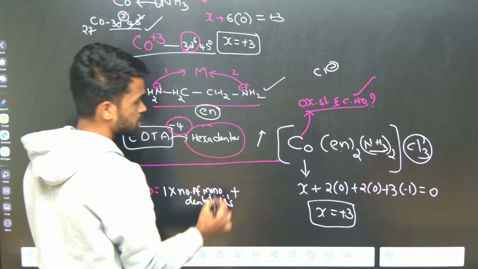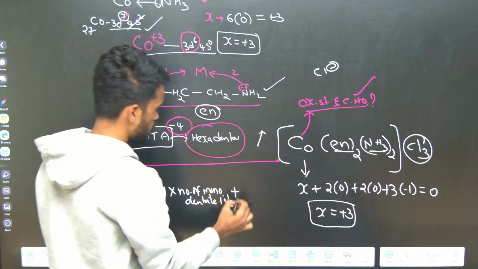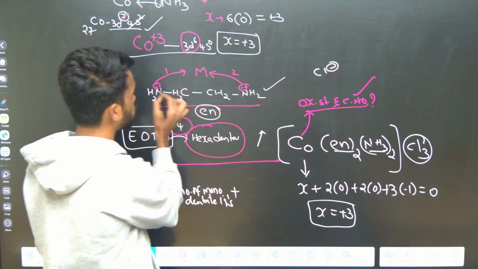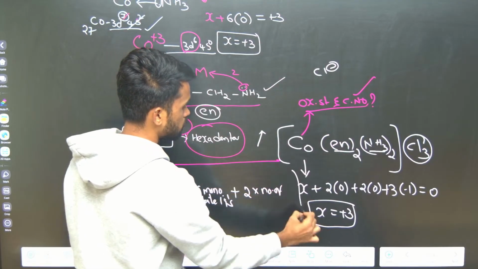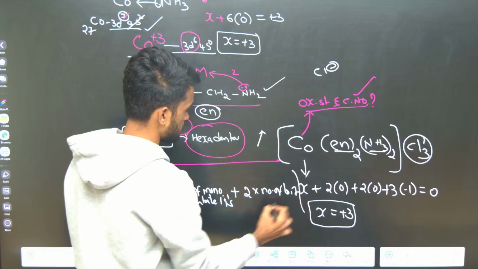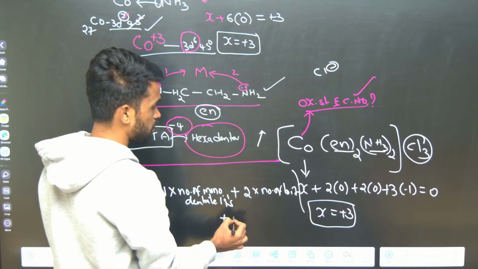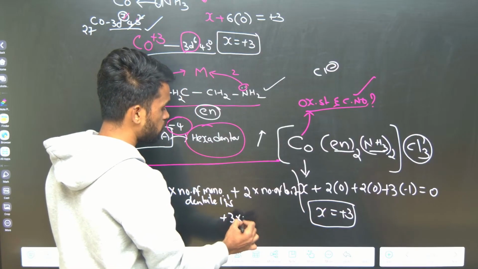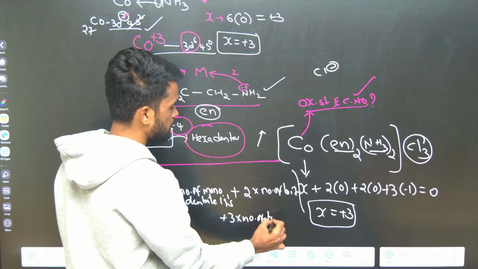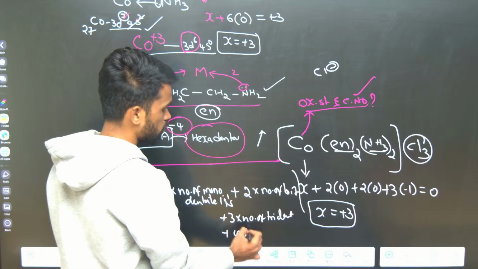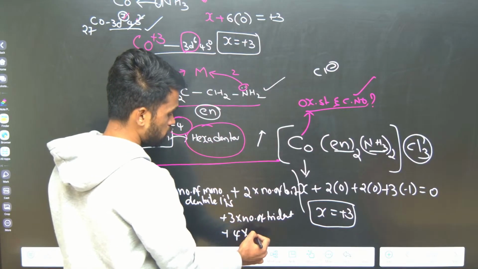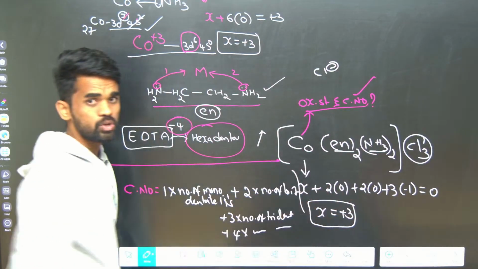Plus, if some bidentates are also there, bidentate means there will be 2 dentating sides, so 2 into number of bidentate ligands. And if there is tridentate, it means 3 dentating sides, 3 into number of tridentate ligands. If there is tetradentate, then 4 into number of tetradentate ligands. Like that you can use the formula.